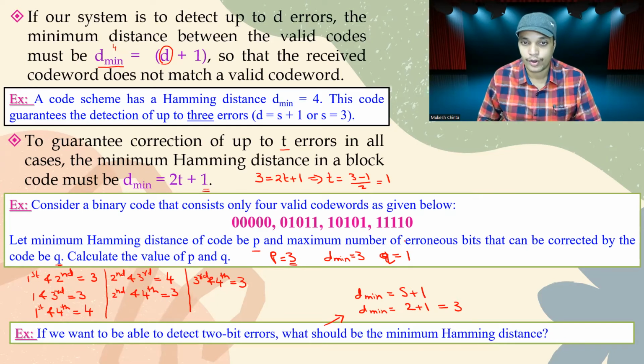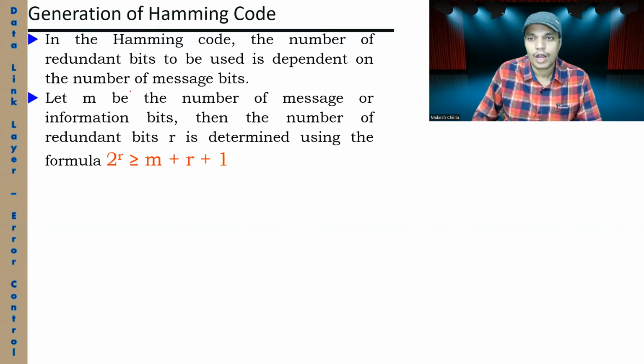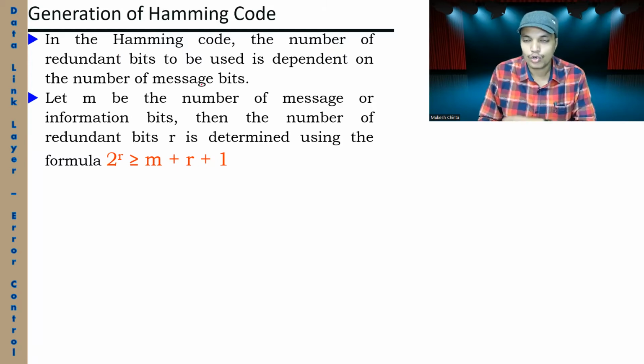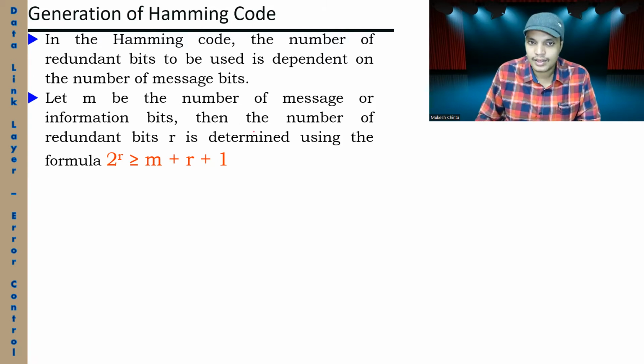Okay, now let me carry on to the next part, where how you generate a Hamming code. In the Hamming code, the number of redundant bits to be used is dependent on the number of message bits. So how many bits do you use? Usually we use a generalized version of the 7,4 model proposed or given by Richard Hamming. Now let m be the number of message or information bits. Then the number of redundant bits r, which is required for generating the Hamming code, is determined using the formula 2 power r greater than or equal to m plus r plus 1. Okay, that is what we got.